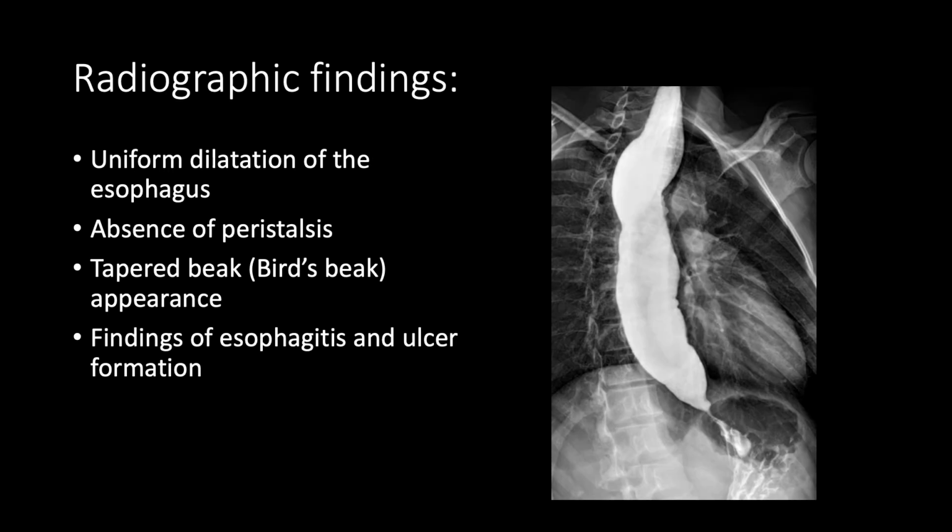X-ray, fluoroscopy, and CT scan can aid in the diagnosis of achalasia, but the most common test that is used for these kinds of pathology is fluoroscopy. So with regards to the radiographic findings of achalasia, it includes the following. There is uniform dilatation of the esophagus, absence of peristalsis, tapered beak or bird's beak appearance, and findings pointing to the presence of esophagitis and ulcer formation.